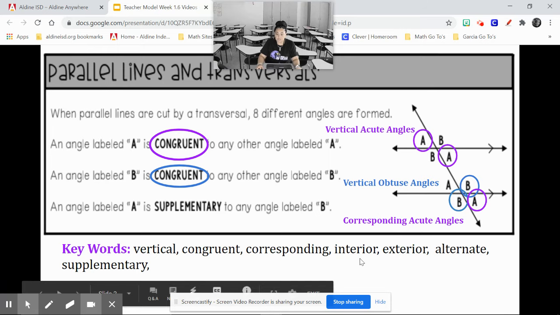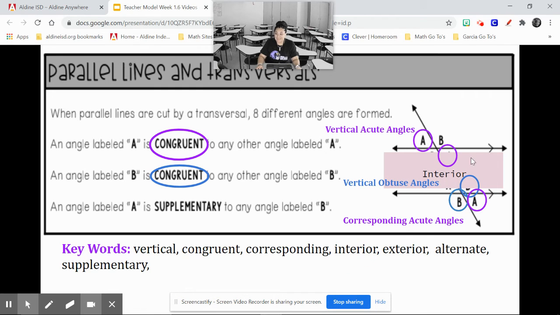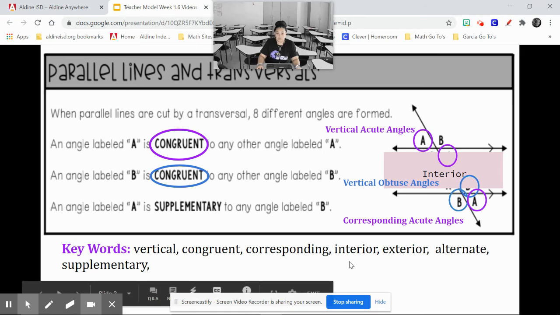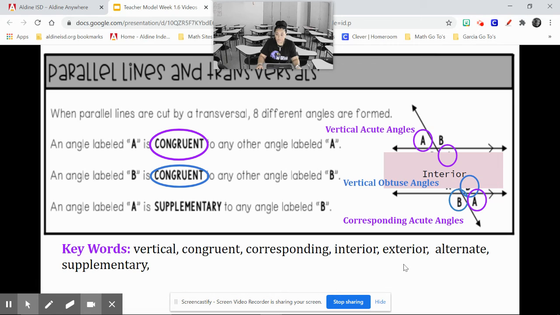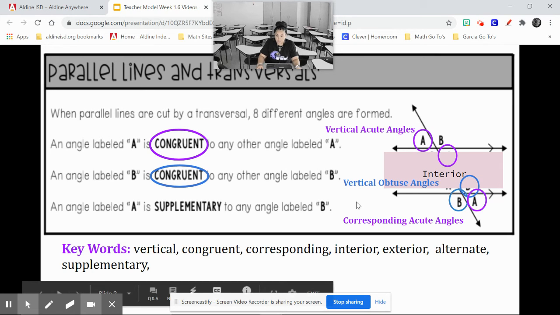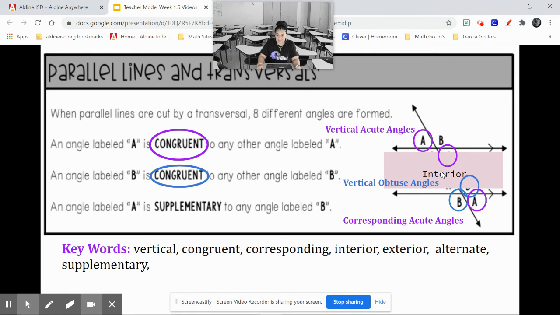The next term we're going to talk about is interior. Interior means within the parallel lines. Okay? We have 4 angles within the parallel lines, and we have 4 angles outside the parallel lines. So that's where we get our interior and exterior angles. So you need to understand interior is within the parallel lines.